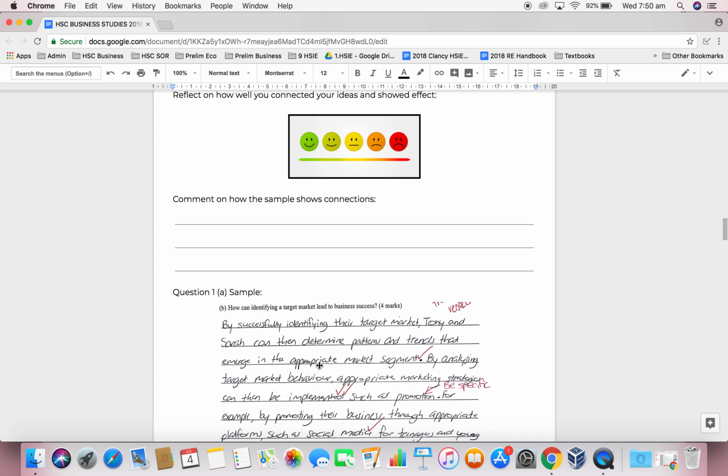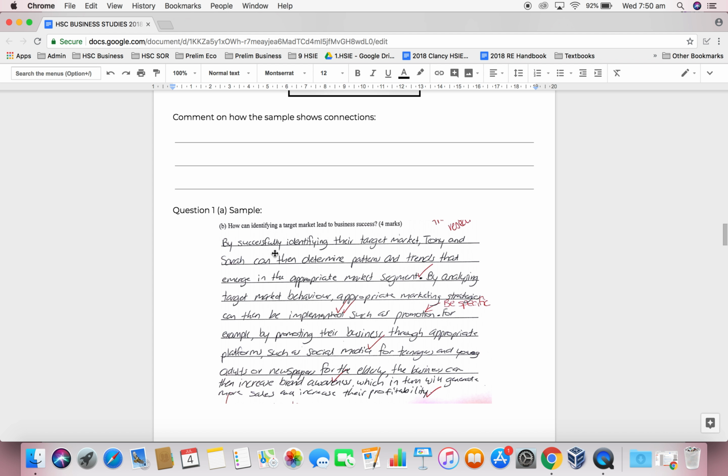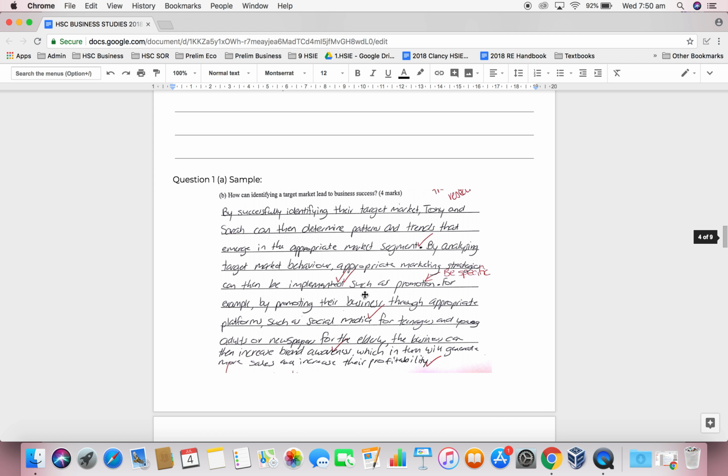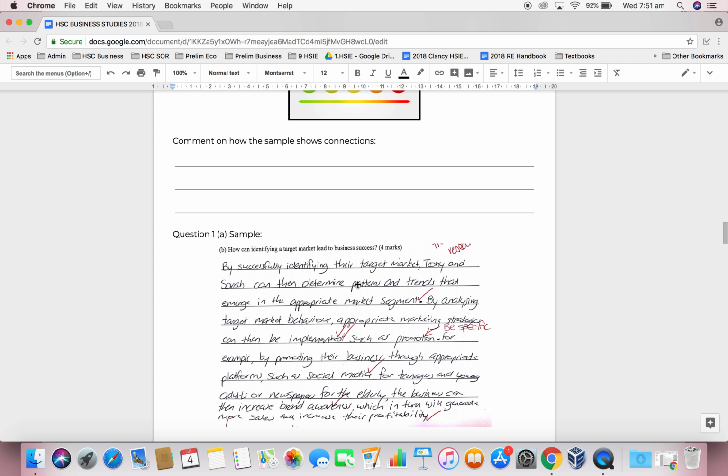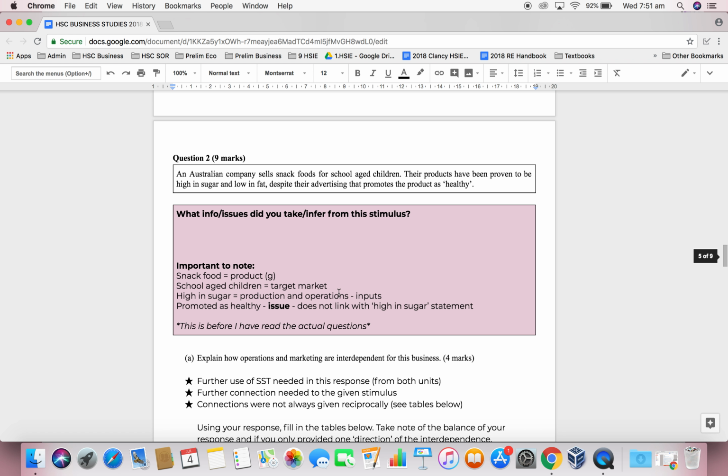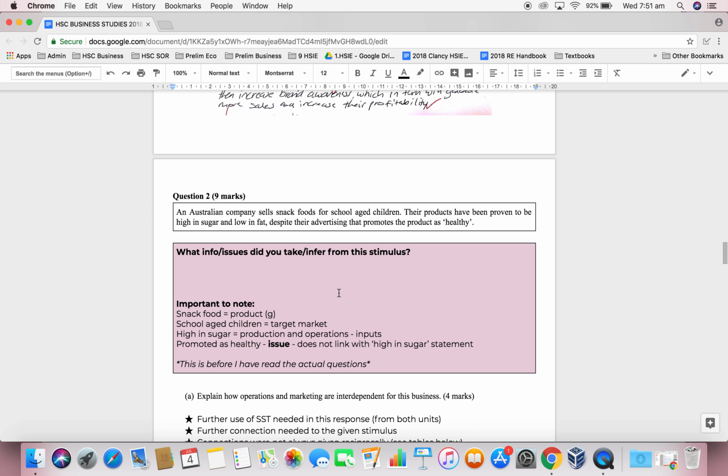All right, I now want you to have a look at this sample. Okay, and this sample, you need to have a look at how the sample shows connections, or what does this sample give in terms of showing impact, action, and then overall business success. All right? Okay, hopefully you've done all the activities now for question 1.